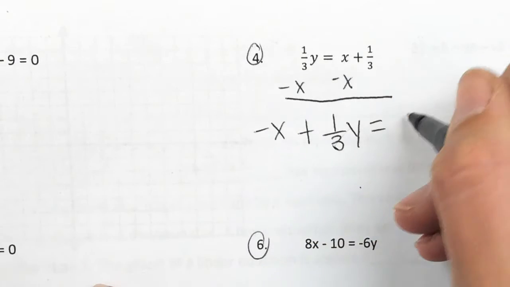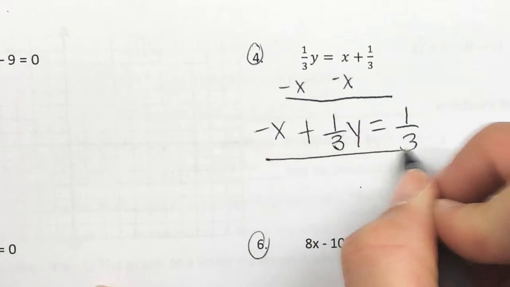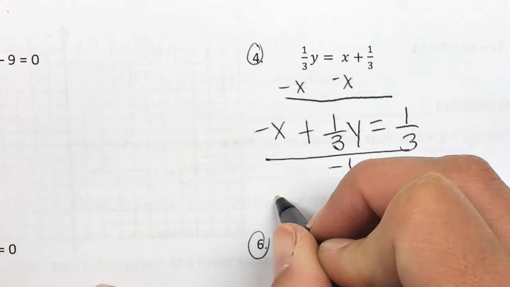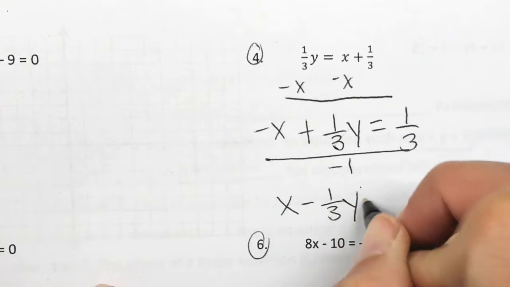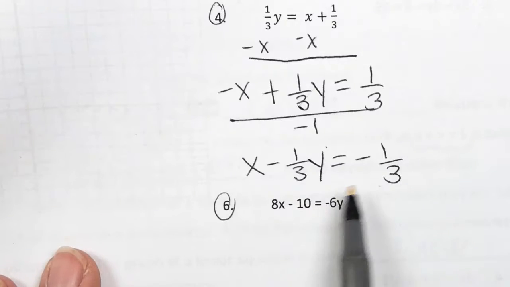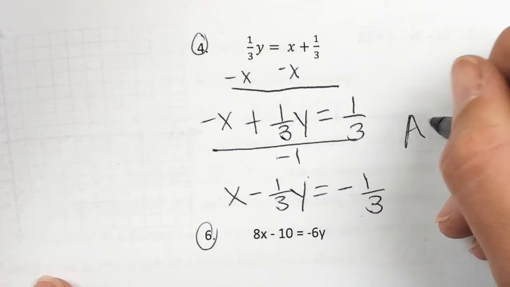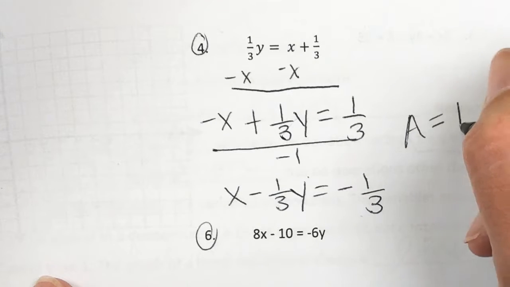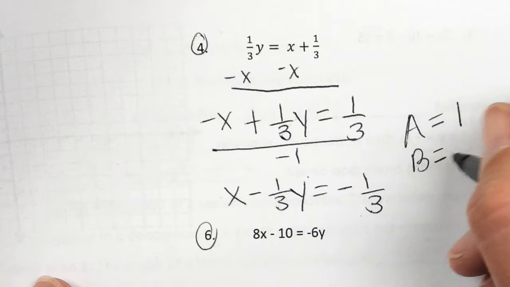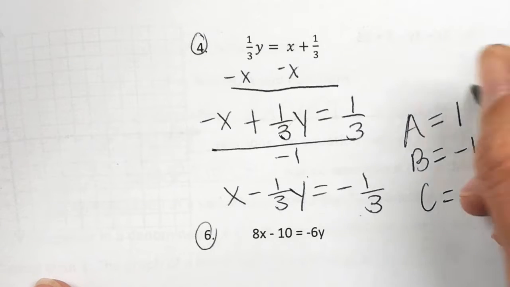Very good. What do we need to do? x is negative, so divide by negative 1. Good. So we would get x minus 1/3 y equals negative 1. Good. Do we need to change these to whole numbers? What's the only thing that cannot be a fraction? A. Just a. So a would be what in this case? 1. Good. b? Negative 1/3. c? Very good.